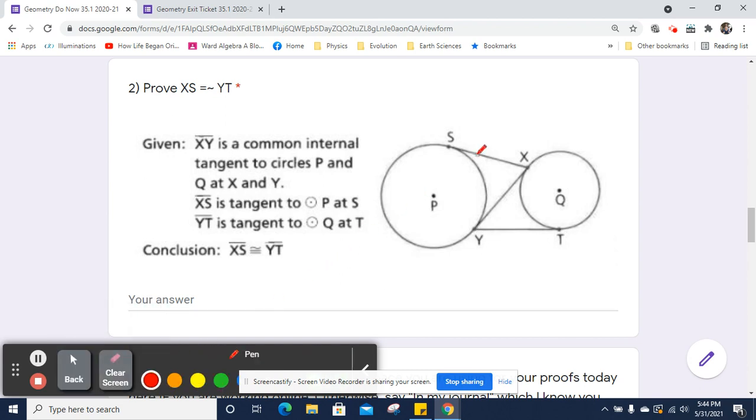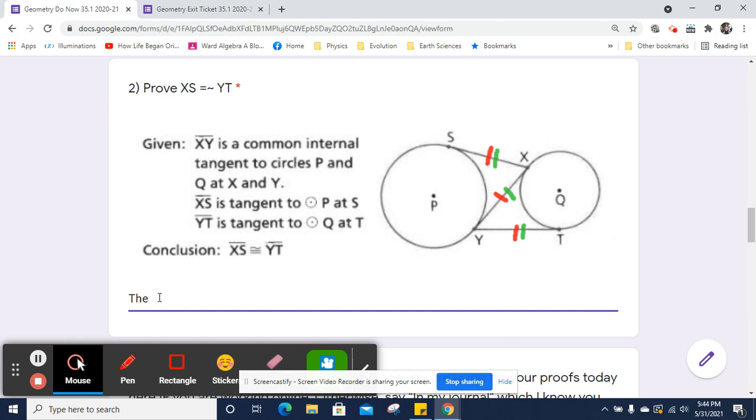So we know that this segment and this segment are congruent. And we also know that this segment and this segment are congruent based on Theorem 76. So if this is congruent to this, and this is congruent to this, then we can say that XS and YT are congruent. So Theorem 76 for the win. And of course, that is not a complete proof.